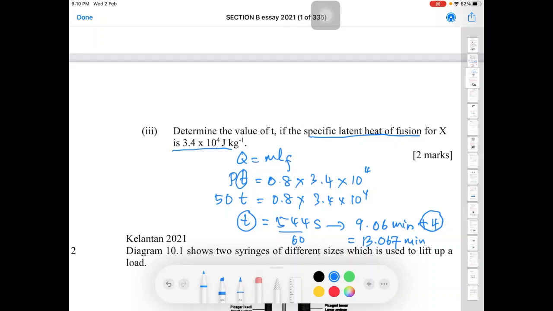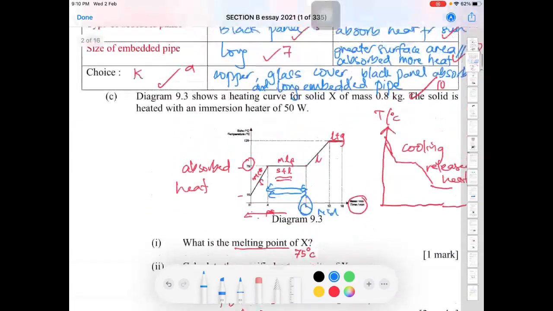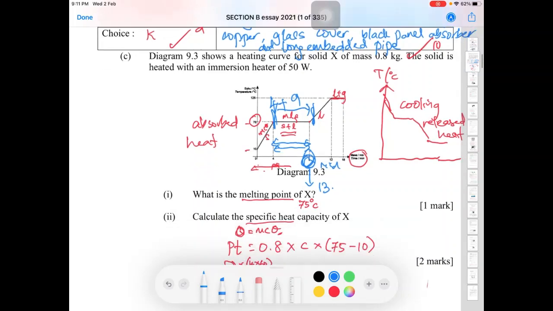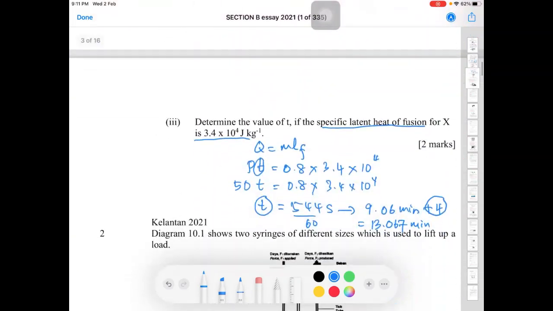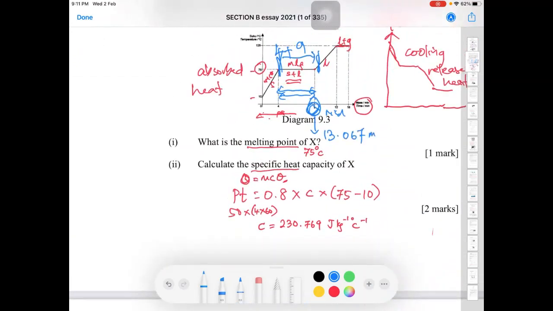Okay, nampak kat sini, the T yang you cari adalah from here to here. Jadi bila you dapat di sini 9 minit, maksudnya you kena tambah dengan the 4 untuk you dapat nilai kat sini adalah 13.067. Okay, 067 minit. Okay.